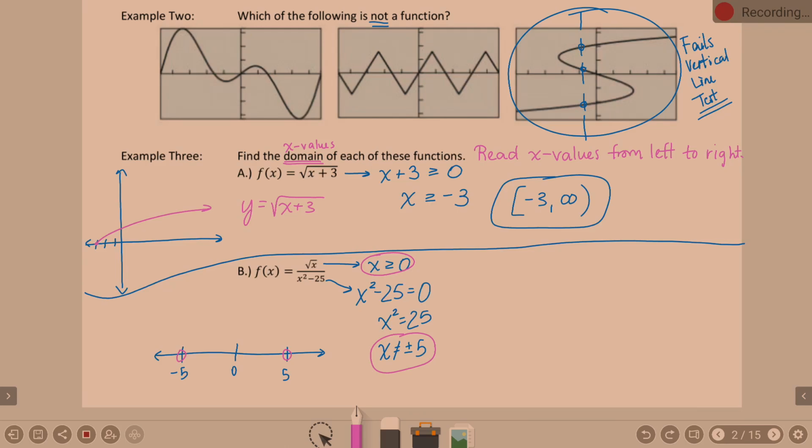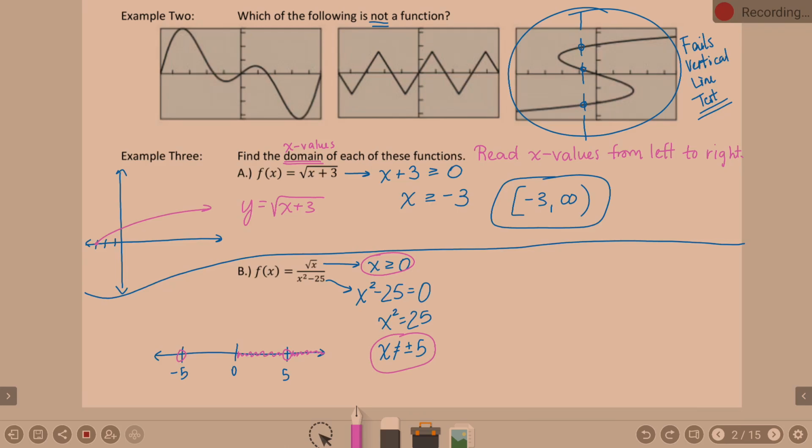If x is greater than or equal to 0, what's that say? It's to the right of 0. Now, what's it going to do at 5? Stop. It's going to skip over 5. That's right. And then it's going to continue. That's what my graph is.